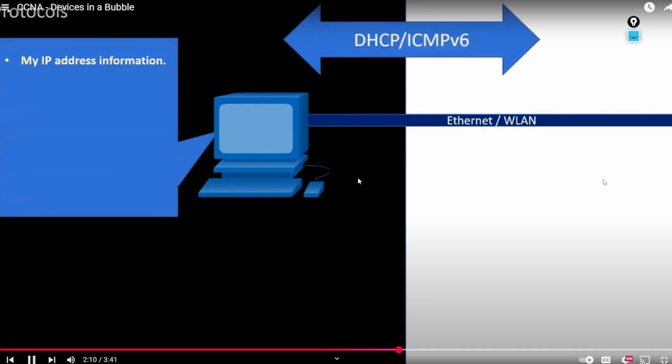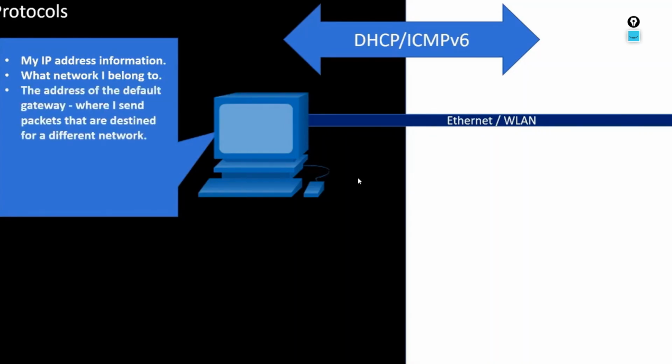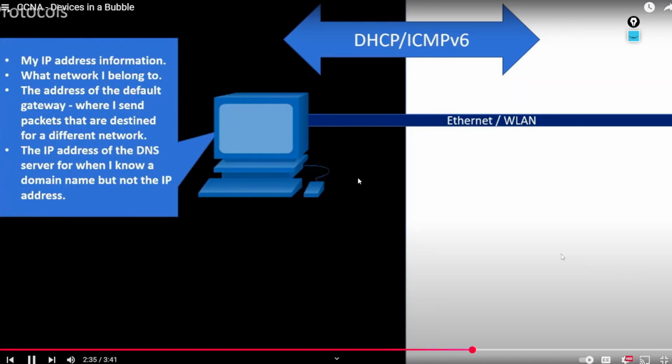There are protocols such as Ethernet and wireless protocols that physically connect the device to the network. The protocols DHCP and ICMPv6 provide IP addressing information, including IP addressing that tells the device what network it belongs to, the address of the default gateway that tells the device where to send packets that are destined for another network, and the address of the DNS server for when a device knows the domain name of a destination but needs the destination's IP address.